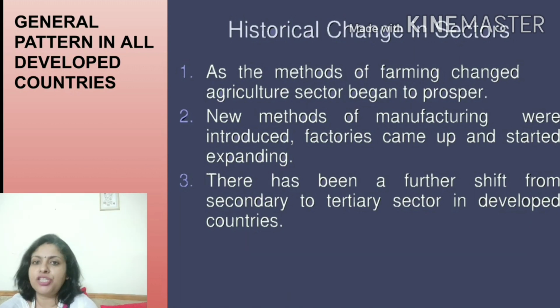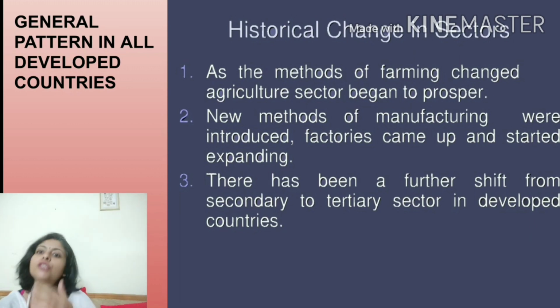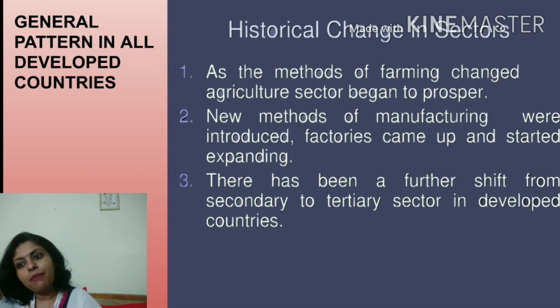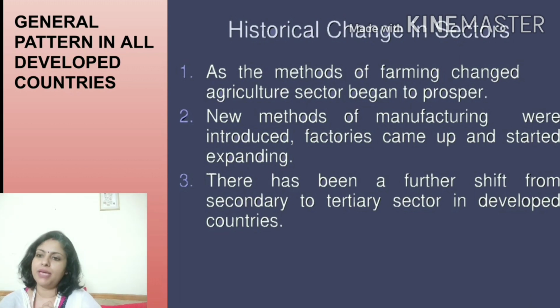New manufacturing methods also were introduced, and finally factories came up because of excessive production happening in the primary sector. These excessive products, natural products, had to be used, so the factories and the industries grew manifold. And finally the final shift happened of total production and employment to the tertiary sector in all developed countries, because the primary and the secondary sector were completely dependent on the tertiary sector. So this is what this particular topic is about.